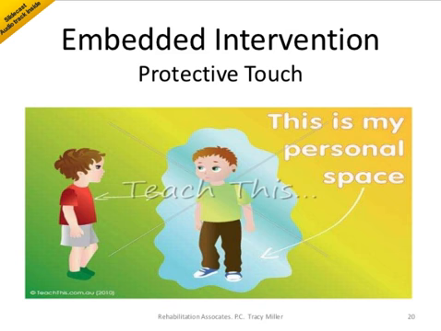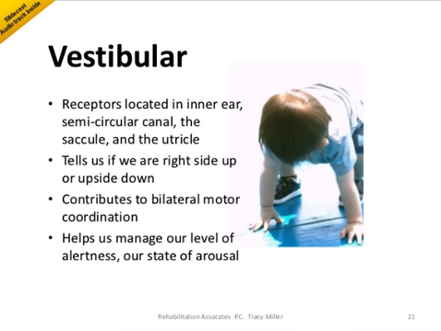Okay, so that was the tactile system. So let's move on to the vestibular system. Now, the vestibular system is our sense of movement. The receptors for the vestibular system are located in our inner ear, our semicircular canal, the saccule, and the utricle. The way I think about it is it's like aquarium tubing that's rolled up, and there's little hair cells on the inside of the tubing, and there's fluid. Every time the fluid moves, those hair cells move, and that's what sends input up to my brain.